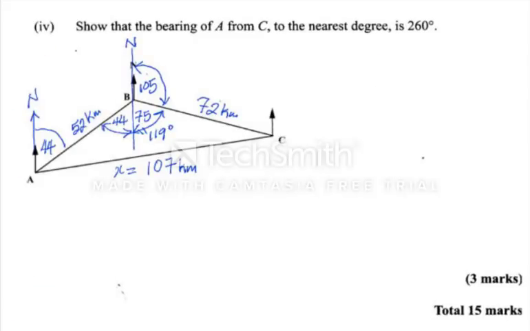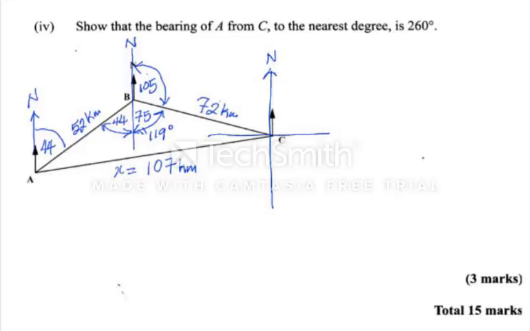All right. In the final part of the question, we're asked to show that the bearing of A from C to the nearest degree is 260 degrees. So let us show the angle that indicates the bearing of A from C. Since I'm given the bearing from C, at C, I'm going to draw my north, south, east, west line. That's north.